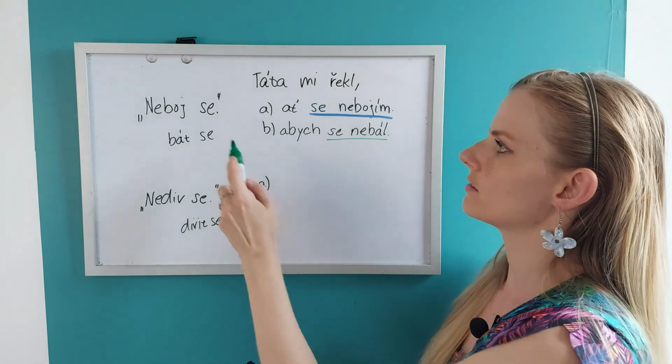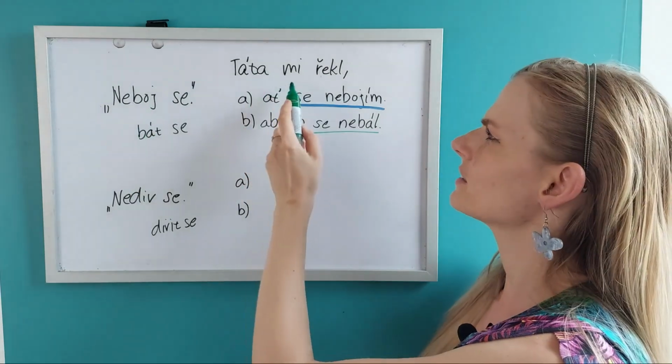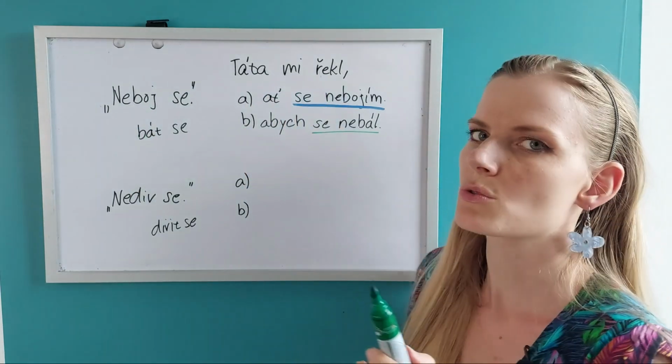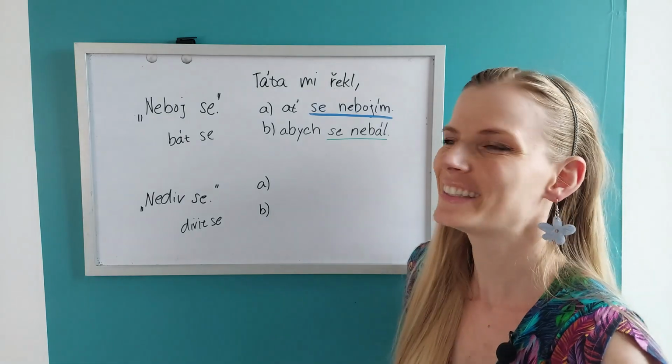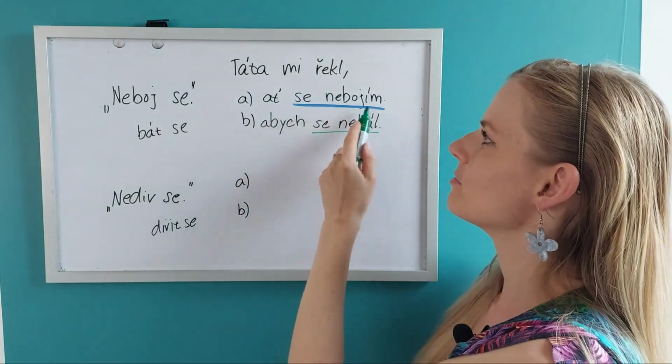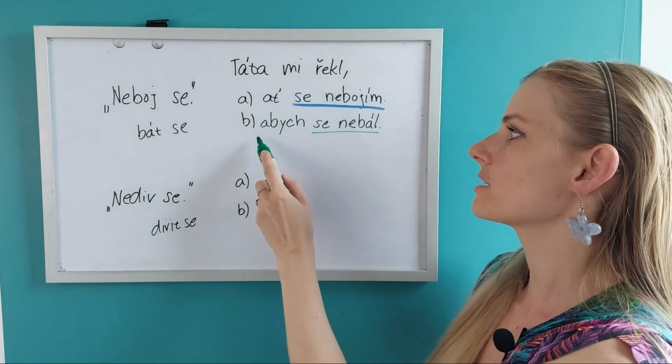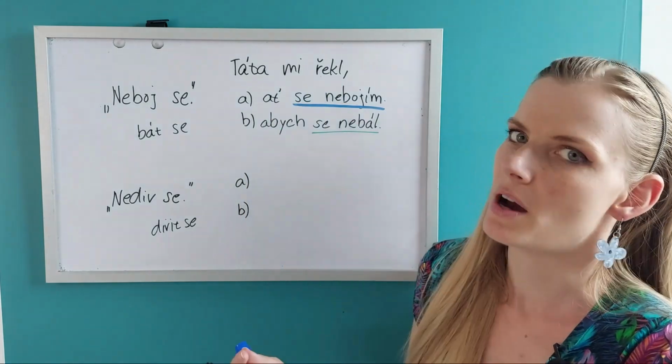Let's read this together. Neboj se. Táta mi řekl. We can also say táta mi řek. We can leave out the L. And I also have a video about that. Táta mi řekl, ať se nebojím. Nebo táta mi řekl, abych se nebála.